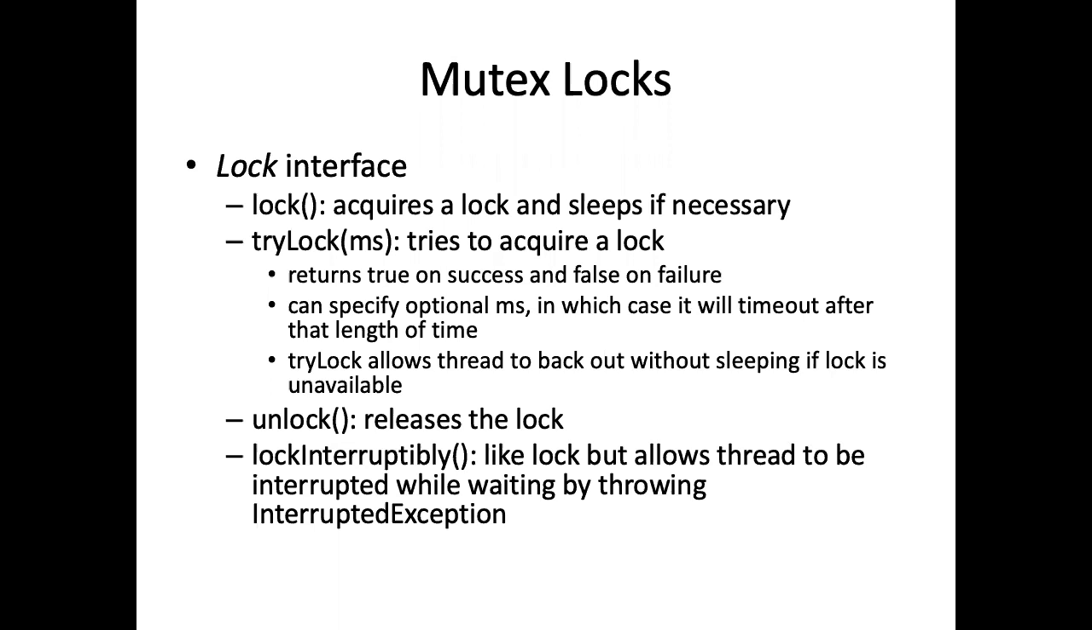Okay, if the lock's not available, you're not stuck. You can also give an argument that says, I'm willing to wait this many milliseconds to acquire the lock. So I'm willing to sleep for this amount of time. And if I can get the lock within that amount of time, great. And if not, it times out and it returns false. Okay, which is a good way to avoid deadlock, because you only end up waiting for X amount of time and you realize, well, this isn't happening. I can either exit or I can try something else. Okay, unlock releases the lock.